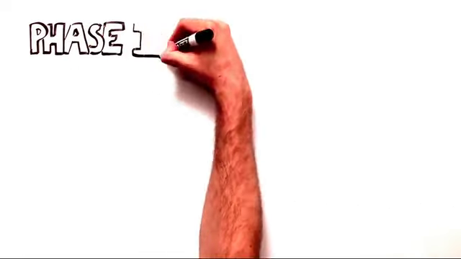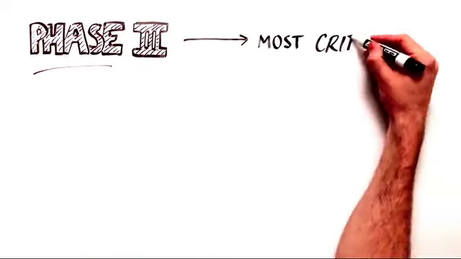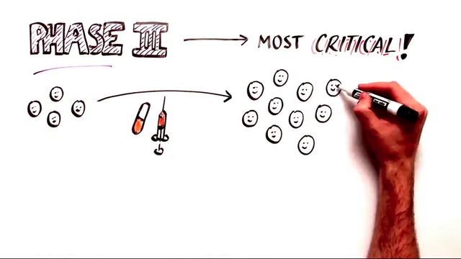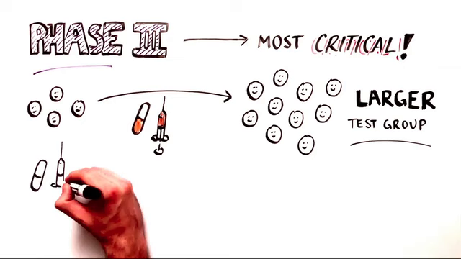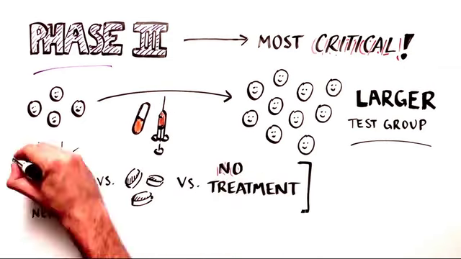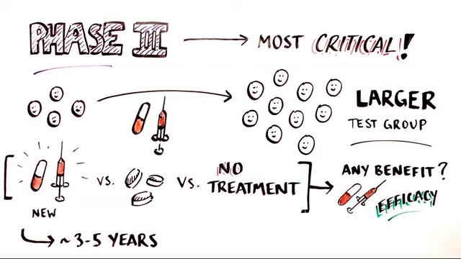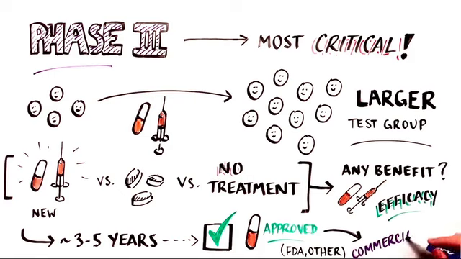Phase 3 trials are the most critical evaluations and are performed on a larger group of people to understand whether the treatment works to prevent or treat disease better than any alternative treatment. This is called the treatment's efficacy. They typically last 3 to 5 years. After a Phase 3 trial, if the treatment has demonstrated sufficient evidence of positive benefit, it can be approved by the regulatory agency, the FDA in the United States, and can be commercialized.